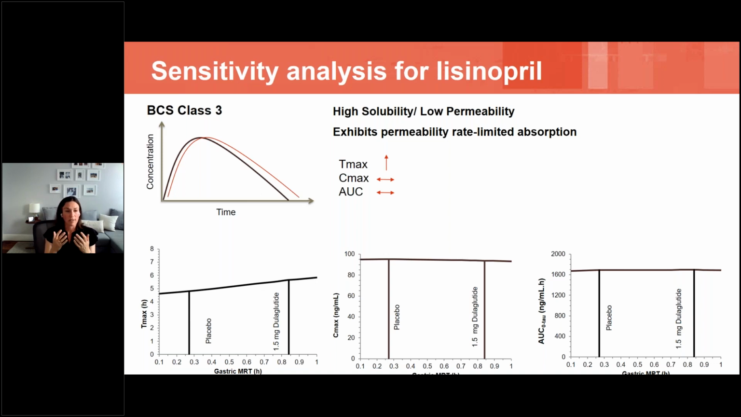So again, here you can see the results of the sensitivity analysis for lisinopril, and this is what we would expect with other BCS class 3 compounds, where when the gastric mean residence time increases, we see minimal change in the Tmax, no change in Cmax, and no change in AUC.